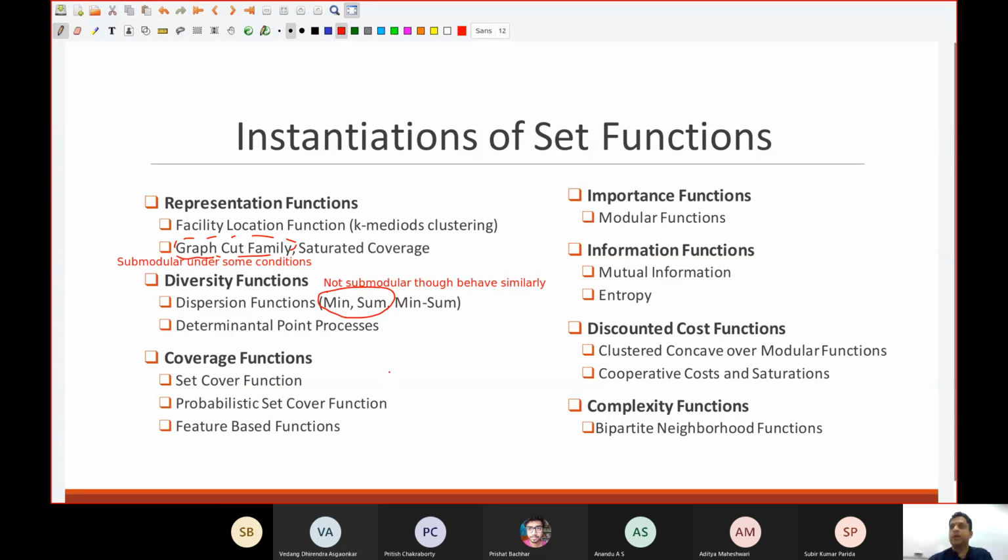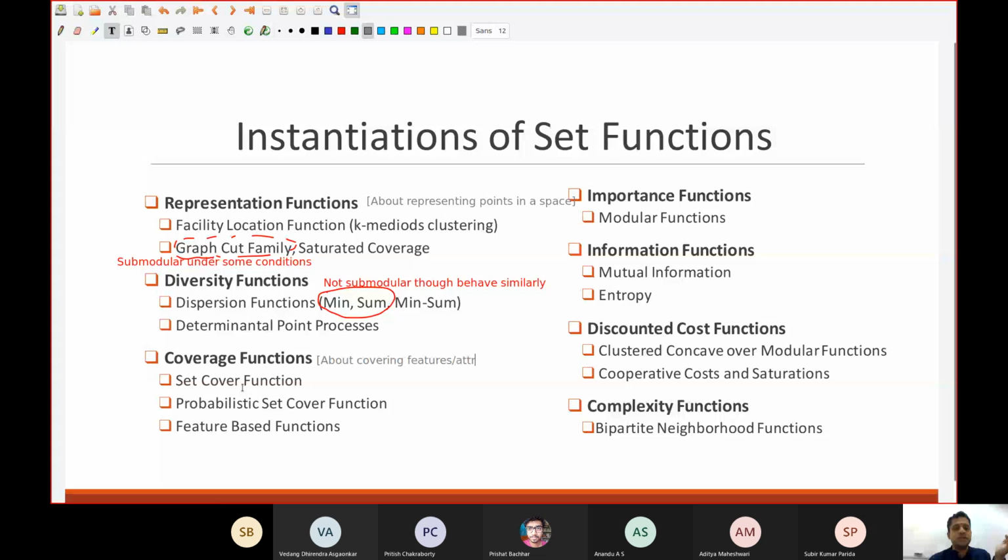Try to cover a bunch of concepts as against points. So representation functions are about representing points, whereas coverage functions are about representing features. Covering features, attributes. So that distinction will help appreciate their definitions.